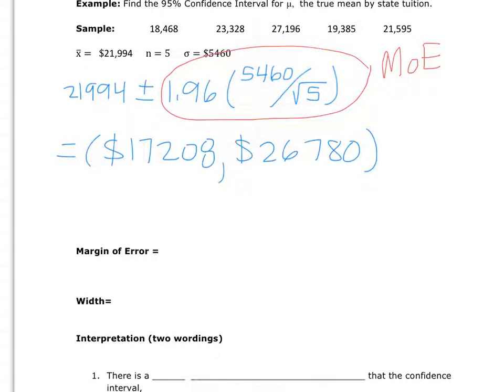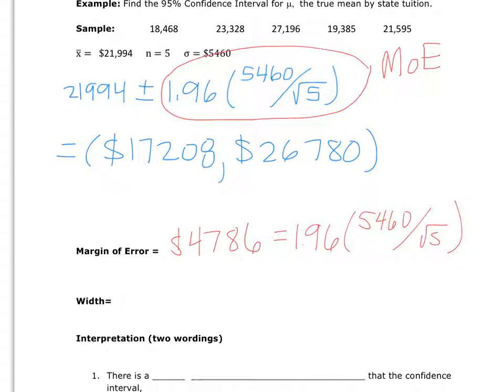So the margin of error is, in this case, if we multiply just that piece out before we add and subtract it, that margin of error is 4,786. It's that piece that we add or subtract. So it's 1.96 times 5460 over square root 5.